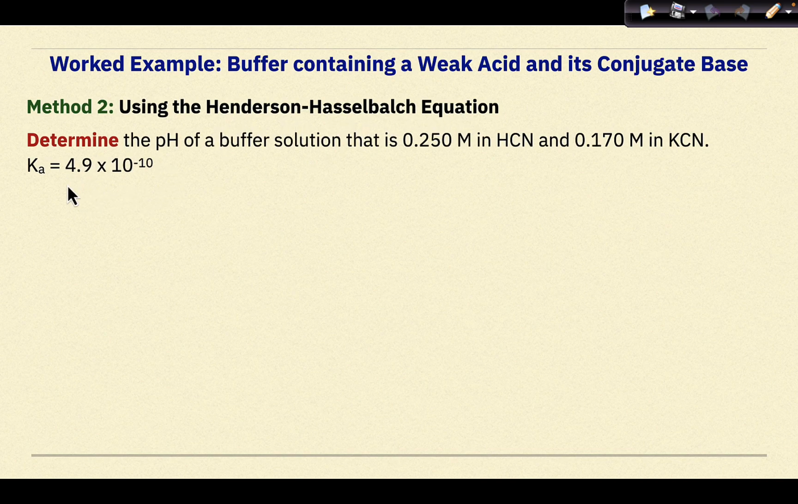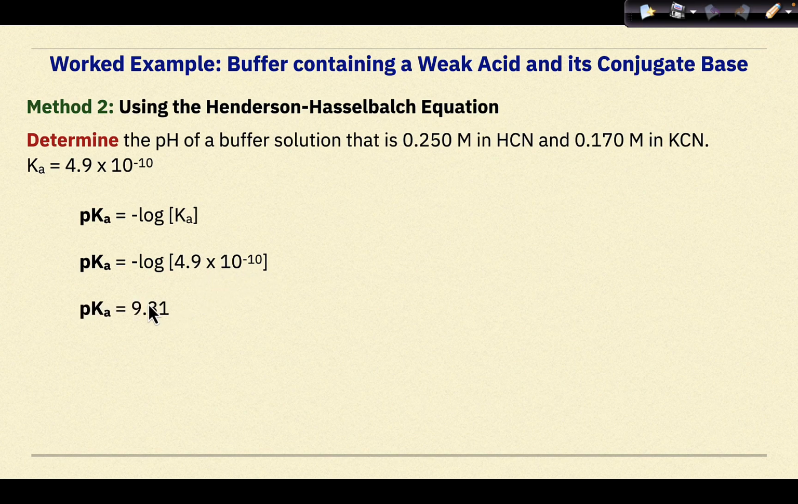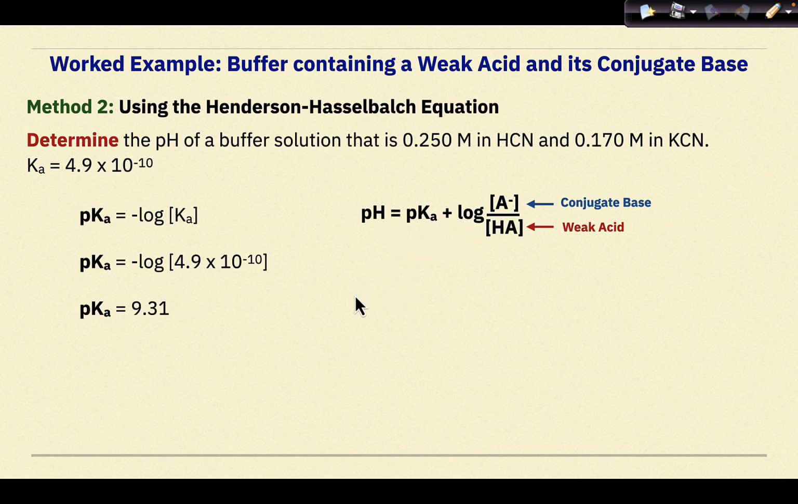So we have the exact same stimulus, but the first thing that we need to do is calculate pKa. We'll use the formula pKa is equal to the negative log of Ka. We'll plug in our value for Ka, do the calculation, and pKa is equal to 9.31. Once we have the pKa value, we can write the formula for the Henderson-Hasselbalch equation. The next step is to plug in our values from the stimulus.